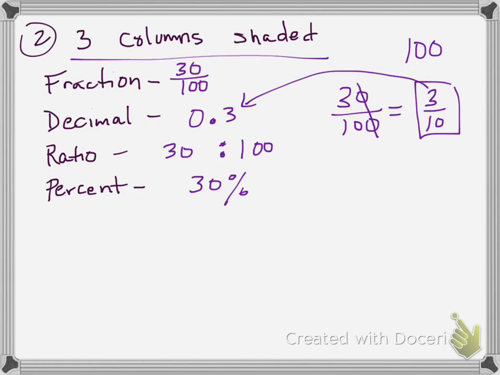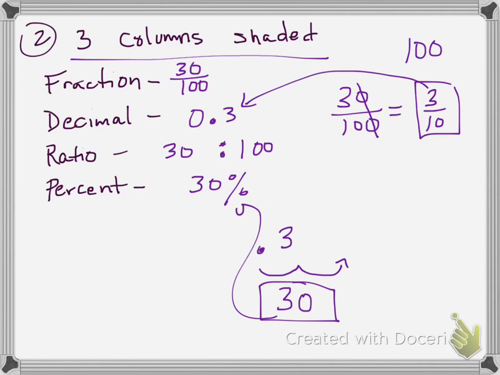The ratio, 30 to 100, is a little similar to looking back here at the fraction. We have 30 that are shaded out of a total of 100. Now for the percent, anytime we have a decimal, we can move to a percent by moving that decimal point 2 places to the right and putting that percent sign in. So it starts out here, and after I move it 2 places to the right, I would have that number 30. So 30%.